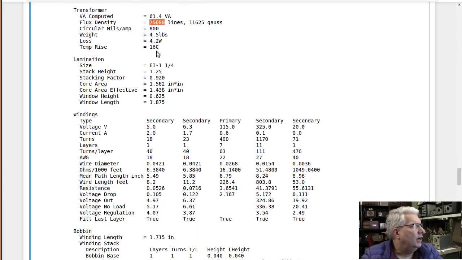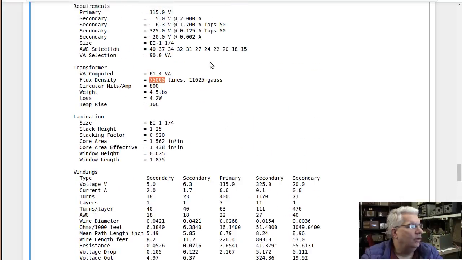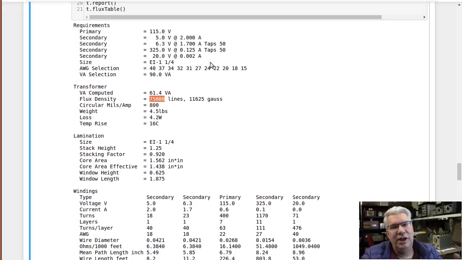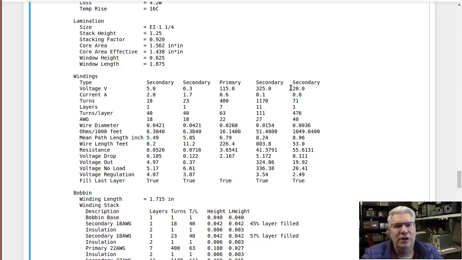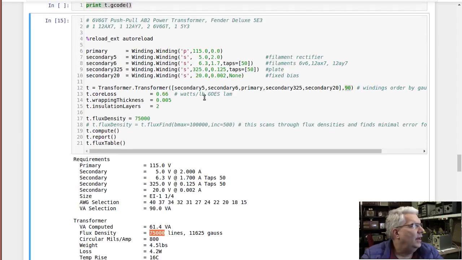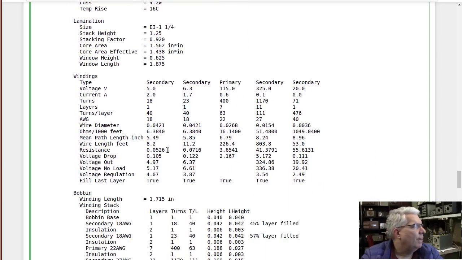All right, the temperature rise is 16. We can kind of see down here our windings. I ended up putting the windings in order of wire gauge, so the heavy gauge wire is actually on the bobbin first. So in this case, you can see that this table shows you how it's actually going to get wound. That has to do with how you actually created this array that gets passed into the initiator or the constructor for your transformer class.